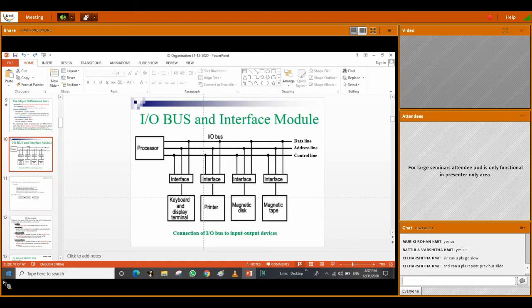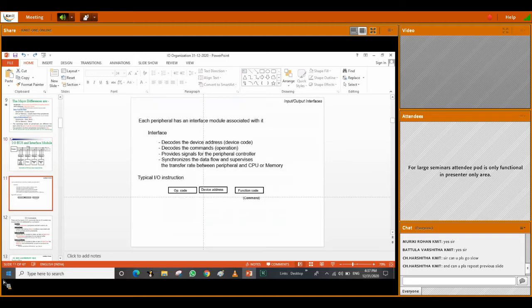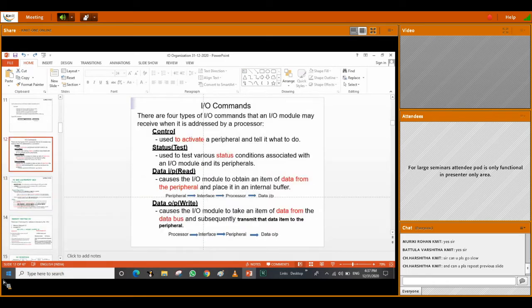What is the data input command here? The data input command transfers data from the peripheral to the interface. See here: peripheral, interface, processor. This process is the data input, where the data goes from the peripheral to the internal buffer. And data output is the reverse: processor, interface, peripheral.